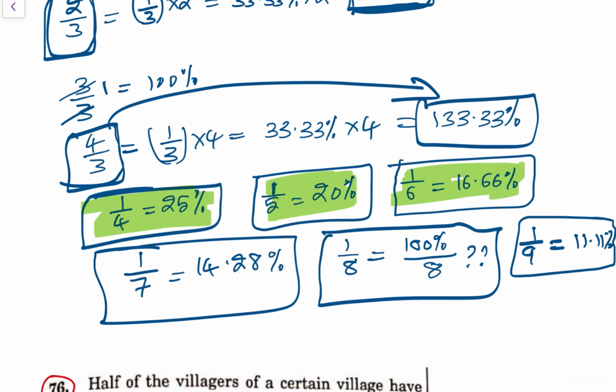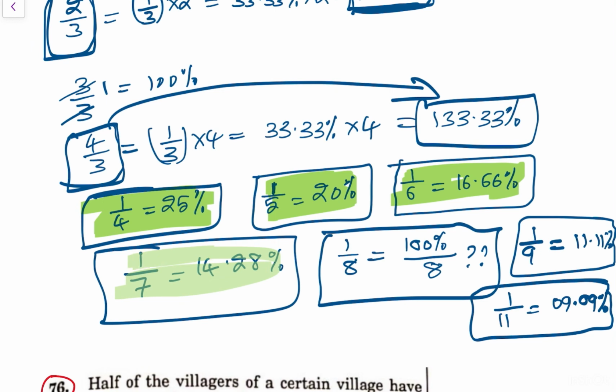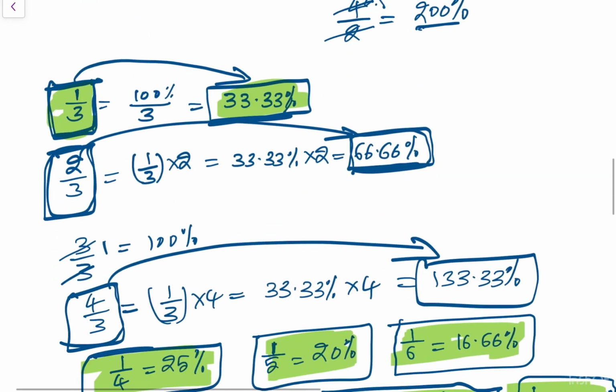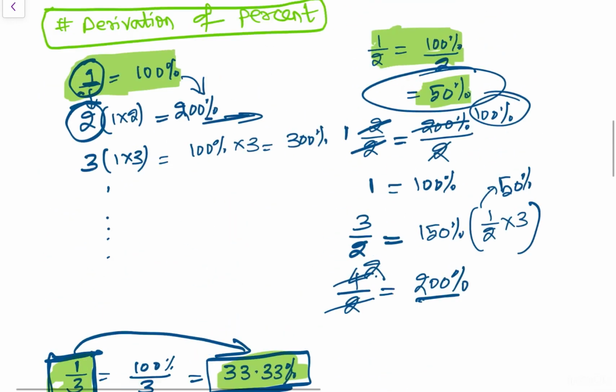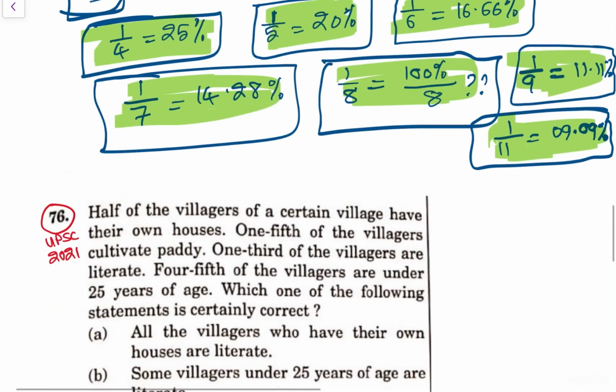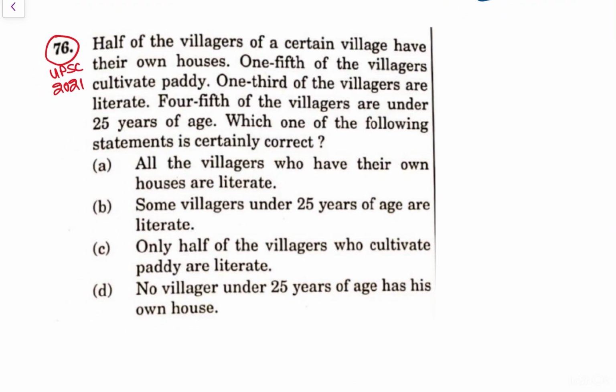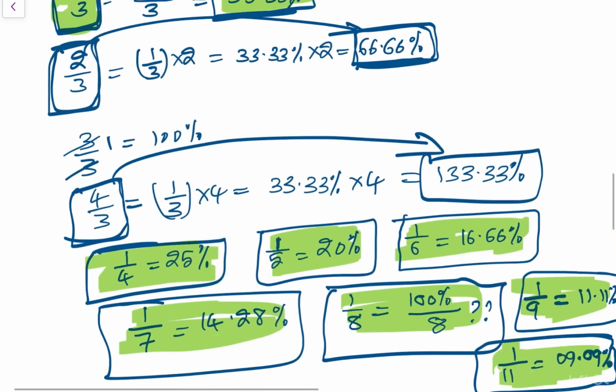ठीक है, then 1 by 10 is 10%, you know, so 1 by 11 is equal to 9.09%. So all these things you can remember, 1 by 7, 1 by 8, 1 by 9, 1 by 10, because they help you in your answers. Once you know 1 by 2 to 1 by 10, 1 by 11, then few questions you can solve easily.